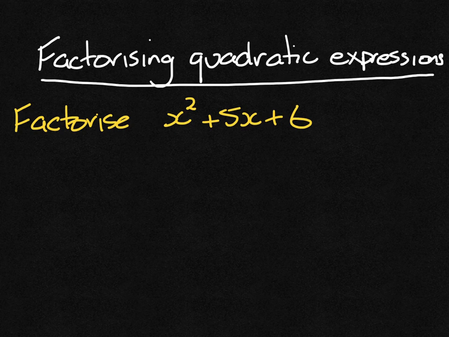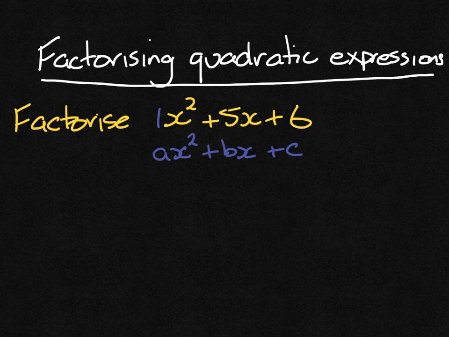Now, remembering factorizing is the opposite of expanding. So you're basically taking a quadratic expression and putting it back into brackets. Usually there's two brackets, but there are some special cases which we'll go over in a separate video. Quadratics come in a format of ax squared plus bx plus c. So when we look at our example x squared plus 5x plus 6, our a value is 1, our b value is plus 5 and our c value is 6.